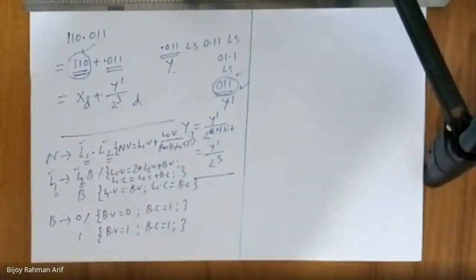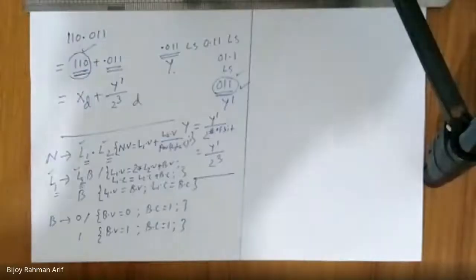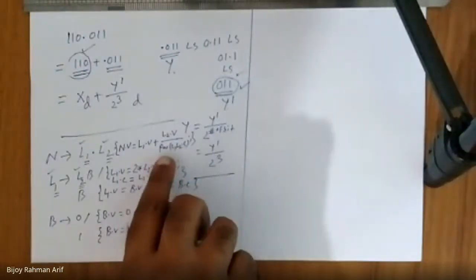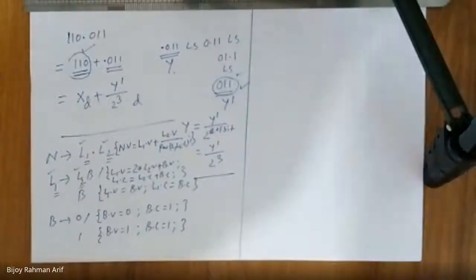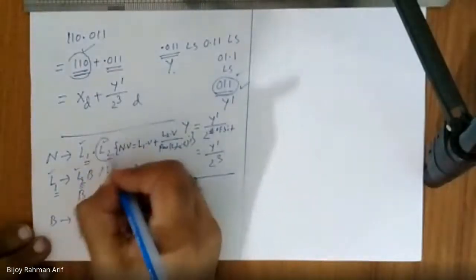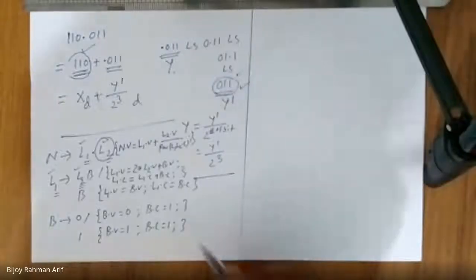Any query, guys? You have to divide by 2 to the power L2.c. Count. Whatever the number of bits in L2, you raise 2 to the power of that, and you divide the value of L2 with that one. So that's it. So this is the SGT.